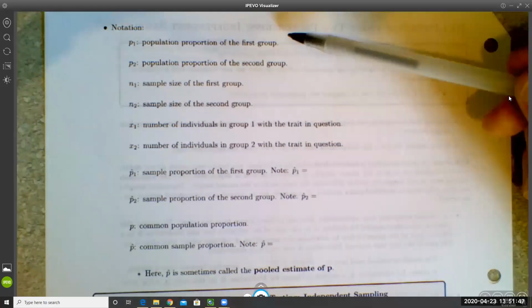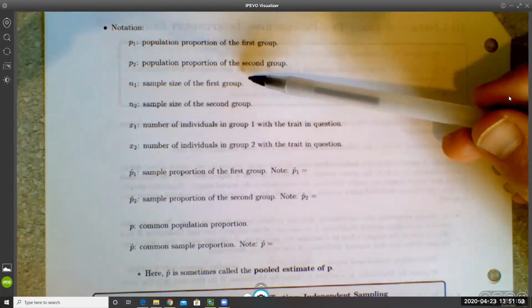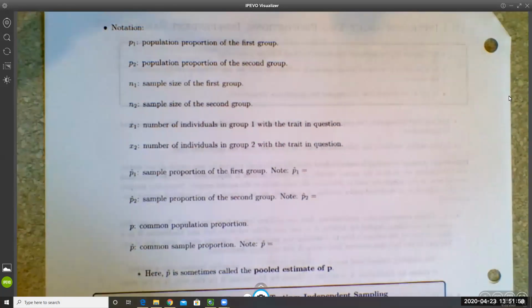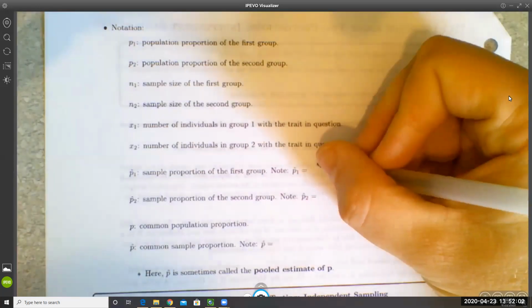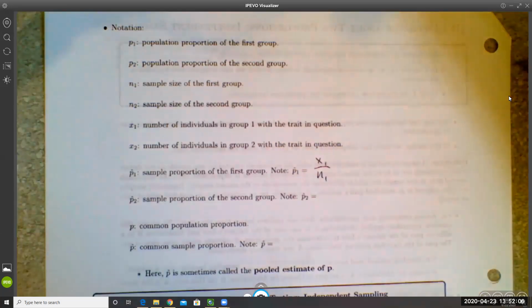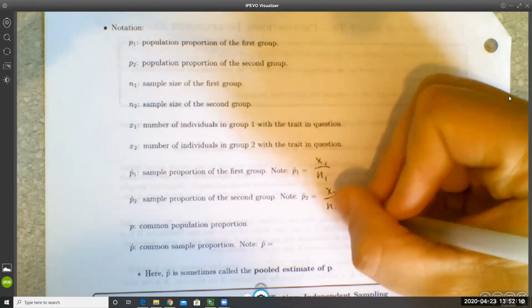So P1 is the population proportion of the first group, P2 is the population proportion of the second group. N1 is the sample size of the first group, N2 is the sample size of the second group, and so forth. P1 hat, so that's the sample proportion of the first group. That would be X1 over N1, right? And P2 hat would be X2 over N2.